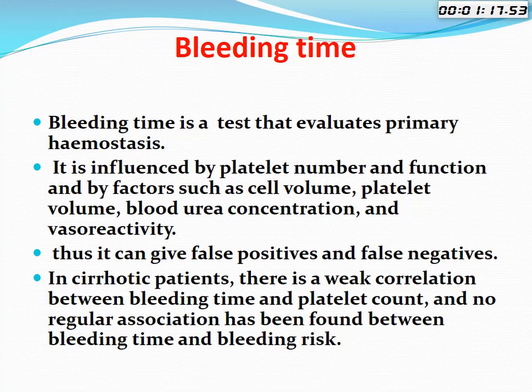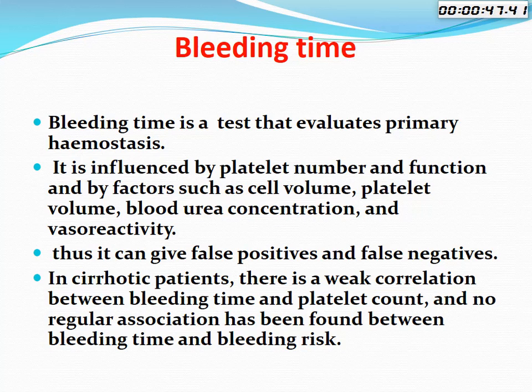Bleeding time is the second investigation we can use to evaluate our patient. Is it accurate to evaluate our patient or not? We will see. Bleeding time is a test that evaluates primary hemostasis. It is influenced by platelet number and function, and by factors such as red cell volume, platelet volume, blood urea concentration, and vasoreactivity. So it can give false positive and false negative results.